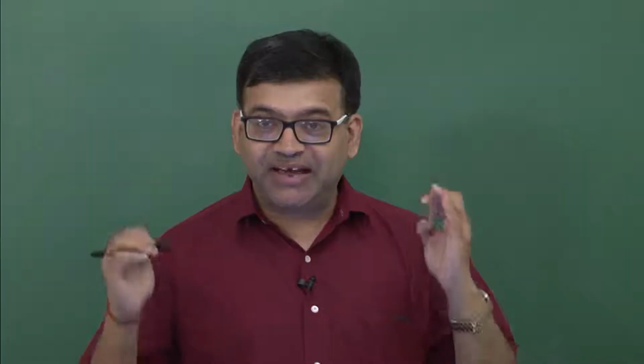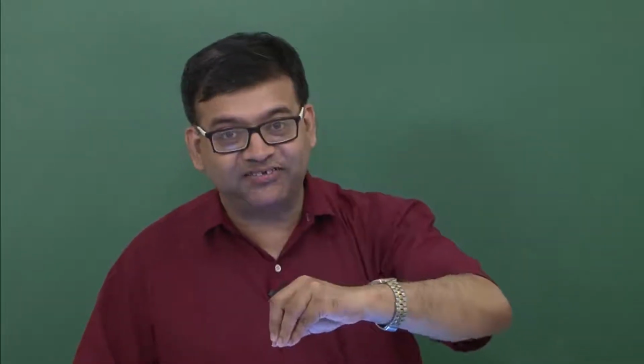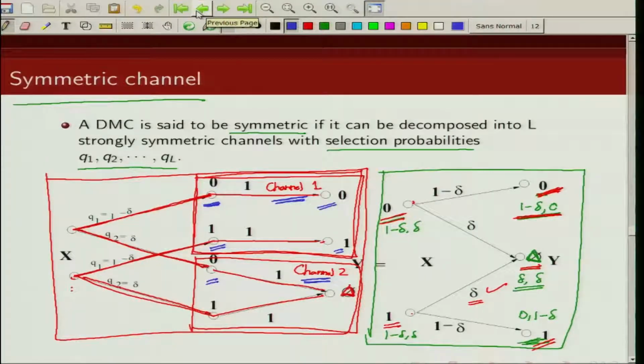Now what do I mean by same focusing? If you look at those output letters, and at the transitions from the input to those letters, when they are arranged in decreasing order, it should be the same. For example, in this particular example, you see that 0 and 1, these outputs have the same focusing because the probabilities are 1 minus delta and 0, right? And that's why we club them together.